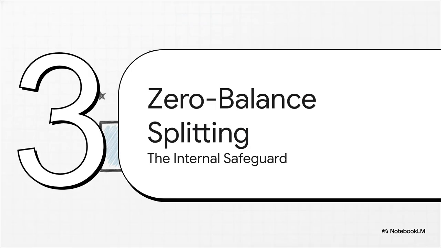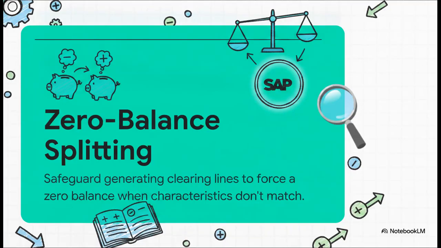All right, Section 4, zero balance splitting, which is essentially the internal safeguard. Zero balance splitting acts as the ultimate safety net for internal accounting. It's a safeguard triggered when individual characteristics, like your profit centers, just do not perfectly balance to zero.